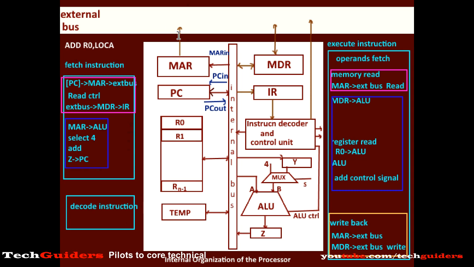We know that whenever the data is available on the data bus, it should be loaded to the memory data register, and the memory data register is connected to the internal processor bus as well as the external bus. Hence, for the memory data register, there are two control signals with respect to the internal processor bus, MDR in and MDR out, and two control signals with respect to the external data bus, MDR in E and MDR out E. So to load the data from the external data bus to the memory data register, we keep the MDR in E signal active.